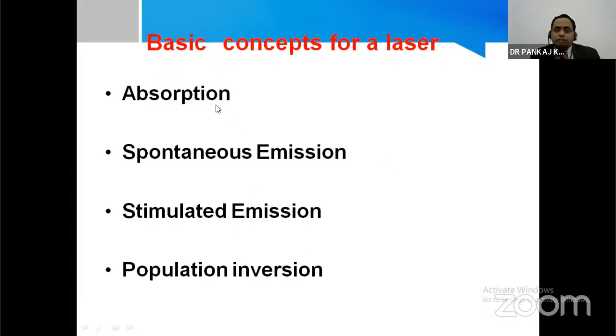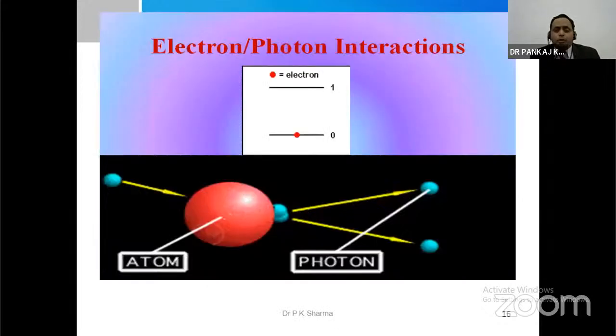So first of all, we will discuss absorption, and then spontaneous emission and stimulated emission, and then population inversion. The question we will discuss in this part is why stimulated emission is important in laser action and why not spontaneous emission. In other words, laser works on the principle of stimulated emission of radiation, so why not spontaneous emission? It is a very interesting phenomenon.